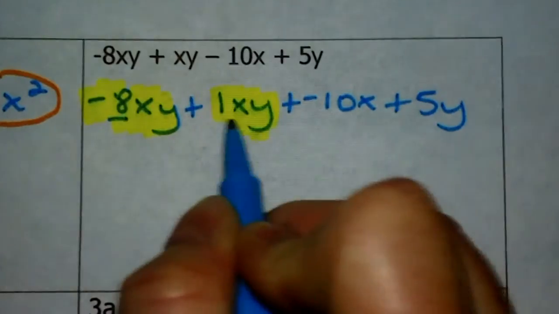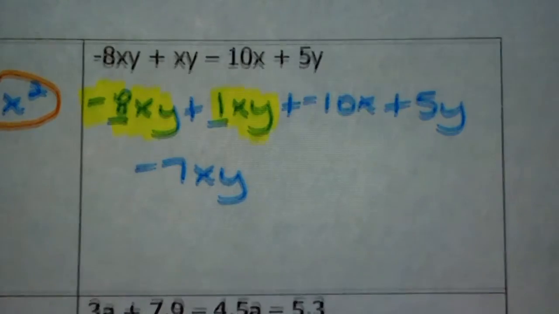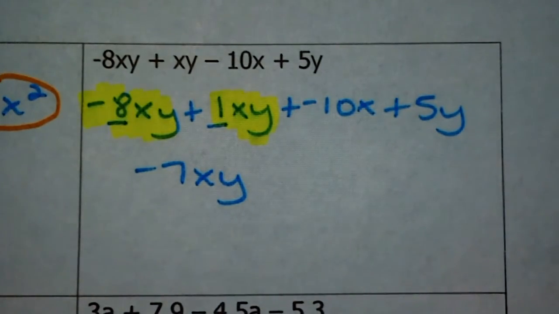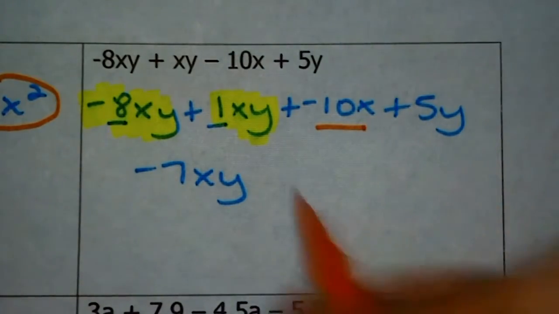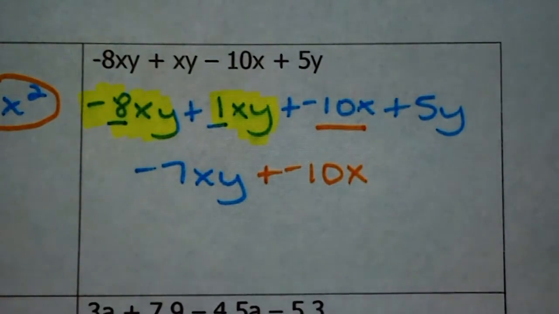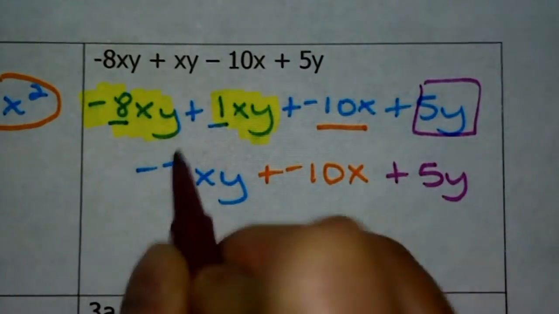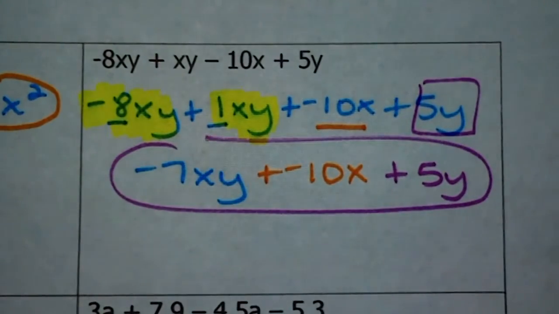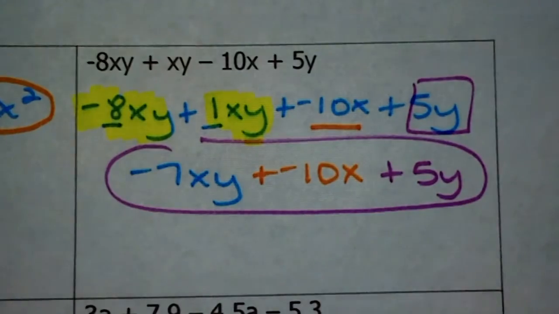All right, so to put those together, negative 8 plus 1, that's negative 7xy. Don't do anything to the xy. That gets to stay. All you have to do is combine the coefficients. And looking at this, I see I have a negative 10x. There aren't any other x's. I'm just going to bring that down. It doesn't combine with anything else. And same thing with this 5y. There aren't any other y's. This right here is your final answer. I know it looks lengthy to be a final answer, but it is because you can't combine any of those together. Those are not like terms.